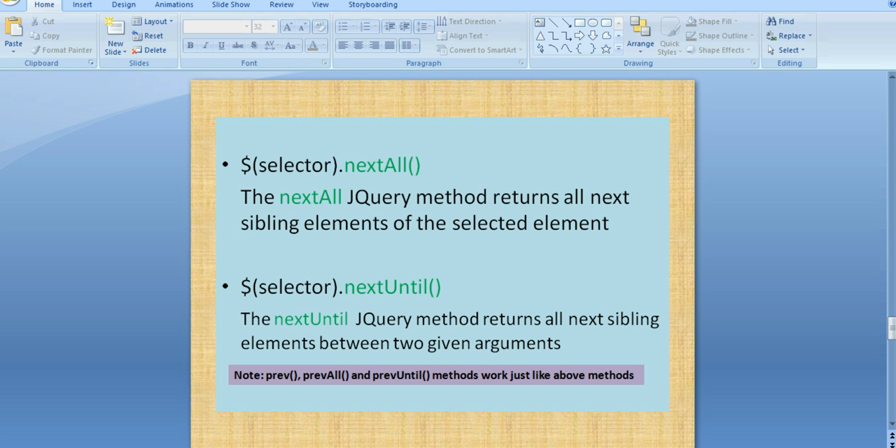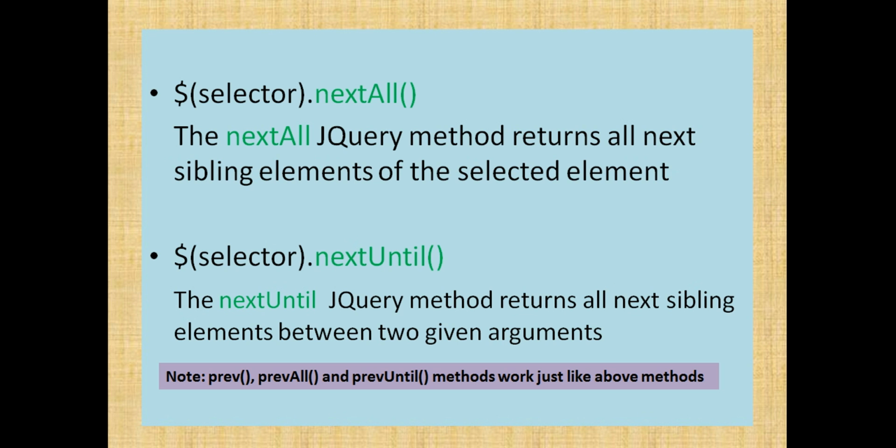Now the next method is the nextUntil method. This jQuery method returns all next sibling elements between two given arguments.